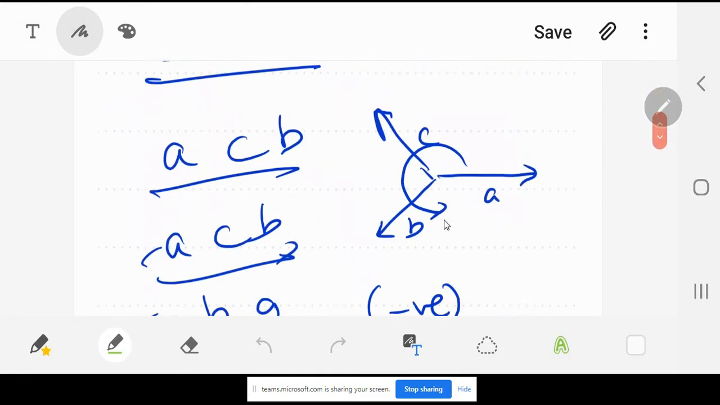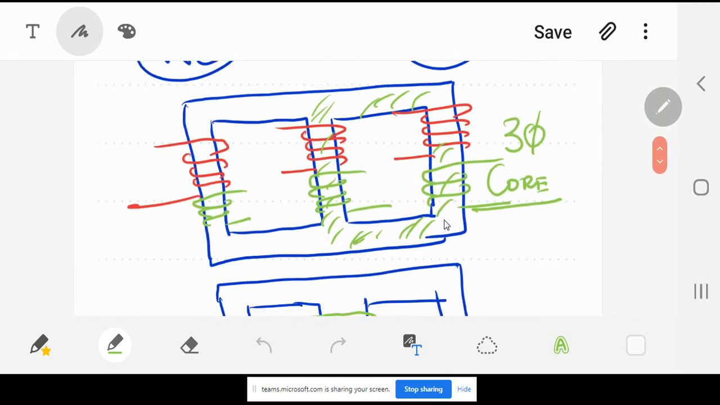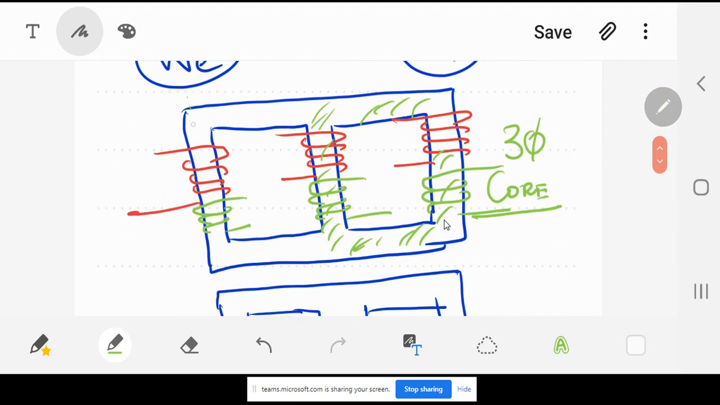If you see this picture of a transformer, the axis here is this one, the axis here is this one, the axis here is this one. These three axes are just parallel to each other. They are not arranged at 120 degrees. So certainly this is not going to produce a revolving field.